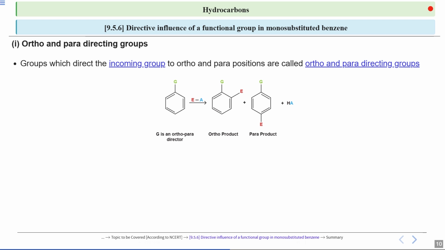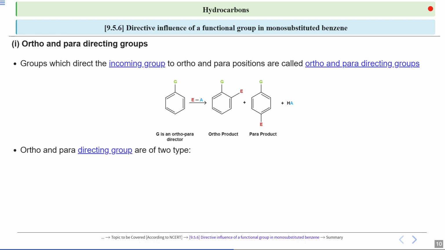The reaction shown, involving EA, results in the formation of an ortho product where E is at the ortho position and a para product where E is at the para position. The byproduct HA is also formed. Ortho-para directors are typically electron donating groups that activate the ring towards electrophilic attack at these specific positions in most cases.